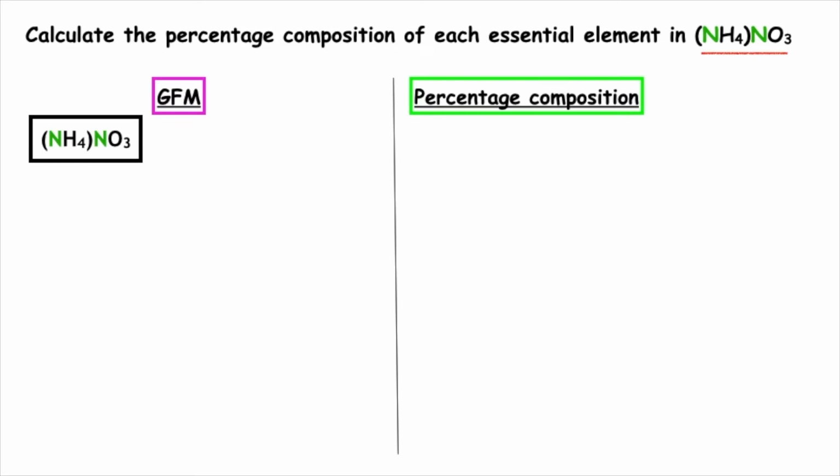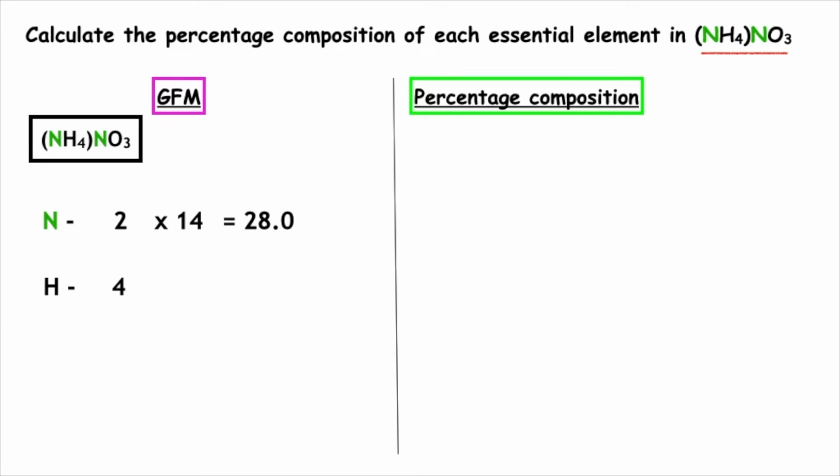So let's calculate the percentage composition of each essential element in ammonium nitrate. First thing we have to do is calculate the GFM. How many N's do we have in the formula? We've got 2 times the relative atomic mass, which is 14. 2 times 14 gives us 28.